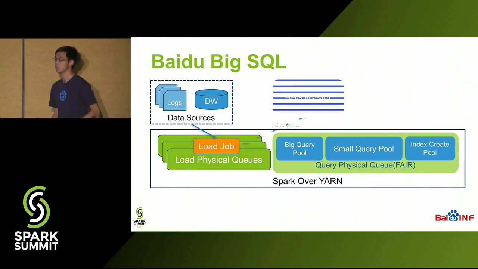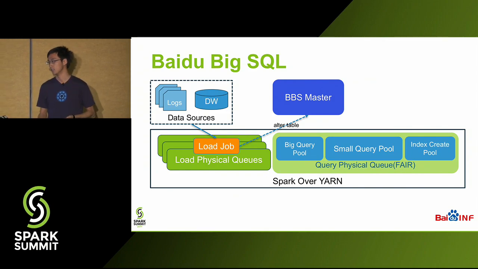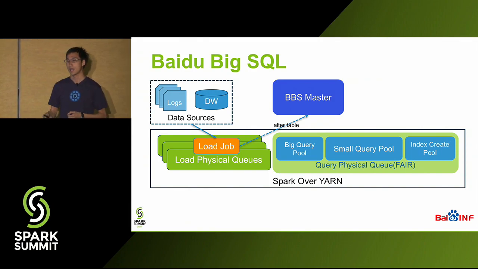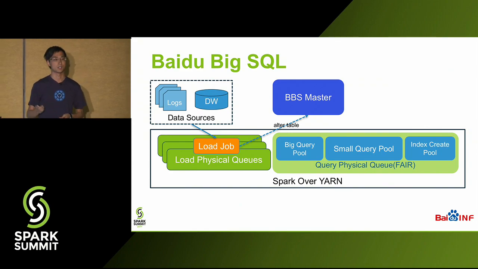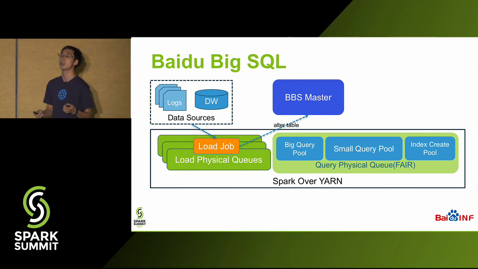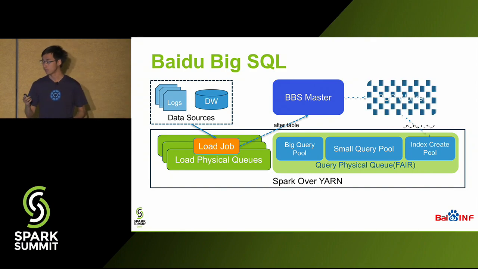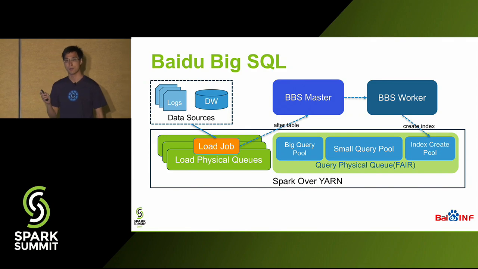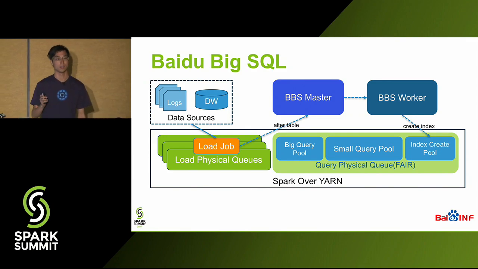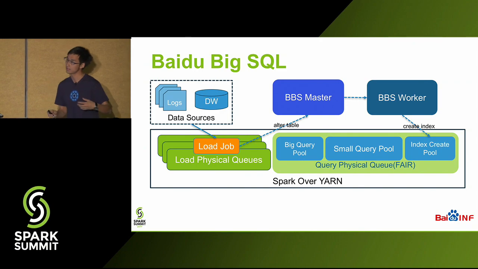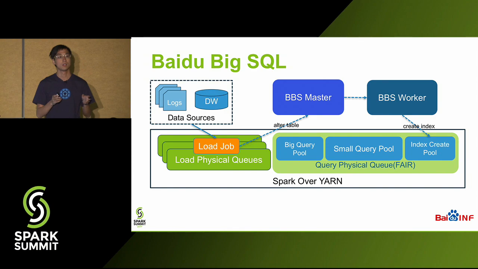And after the save, we call the BBS master's outer table API, so we can add a new partition for the destination table. From now on, the newly arrived data is visible to people, and they can search it. It will also start a background job and create the new partition's index. So you can see that the index is flexible. We can create an index for each partition, and you can also search each partition.